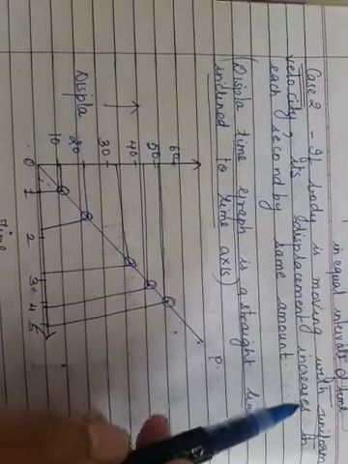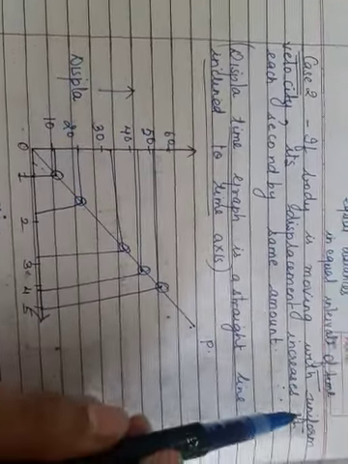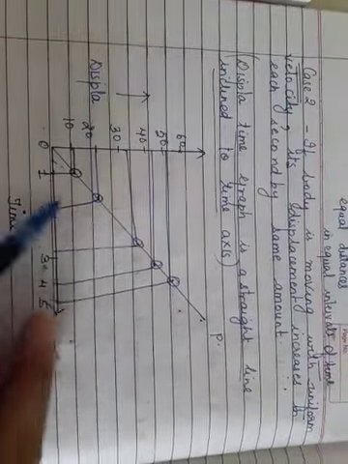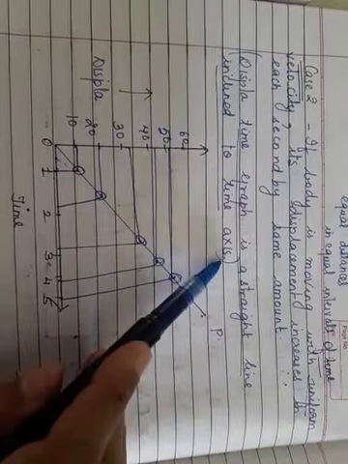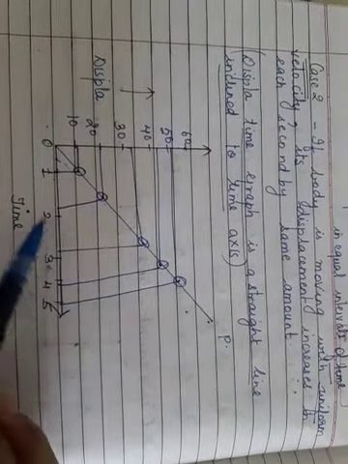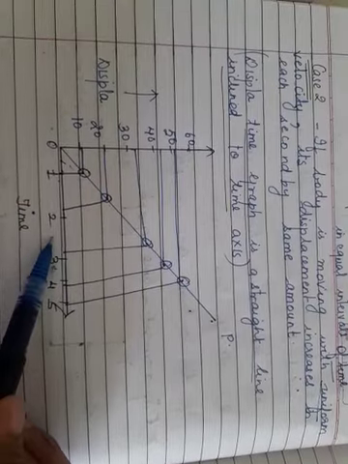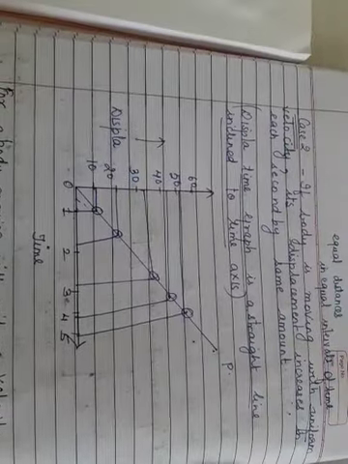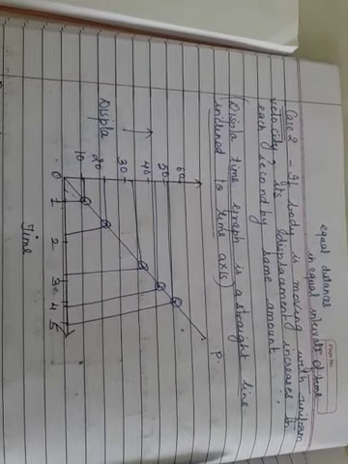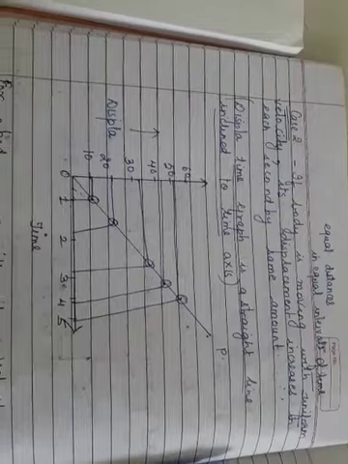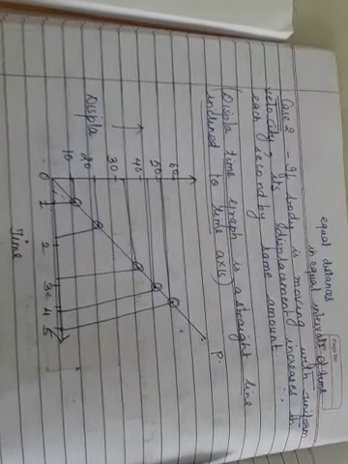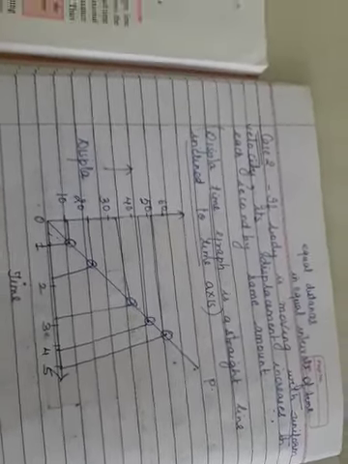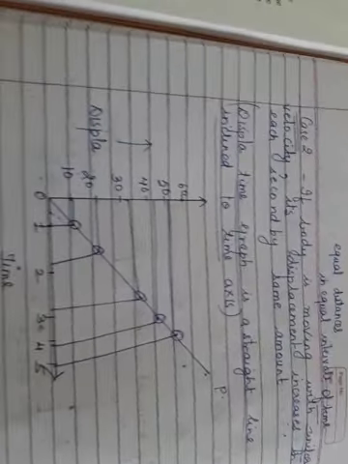If the body is moving with a uniform velocity, that is, covering equal distances in equal intervals of time, the displacement-time graph is a straight line inclined to the time axis. Here you can see a graph of displacement versus time, where the particular body is moving with a uniform velocity. In this diagram I have taken example number 1, so just compare with example number 1.